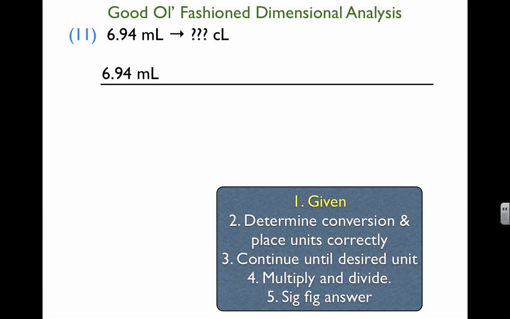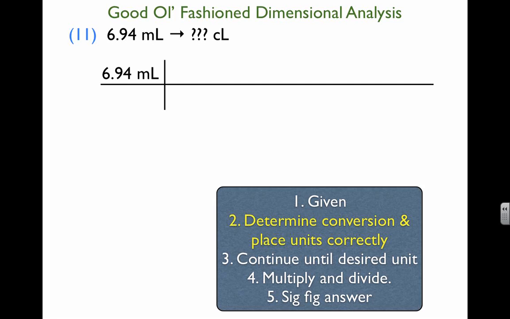So with good old-fashioned dimensional analysis, we have our steps, and the first is to always write down what you are given and put that on the right side of the picket fence that we're going to draw. Since we only have milliliters and there's no per units, nothing that we're dividing by, we're just going to put that right on top of our picket fence. And I'm going to go ahead and get ready for step number 2, which is to determine the conversion that I need and place the units correctly.